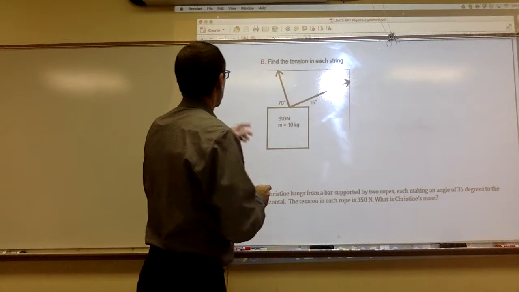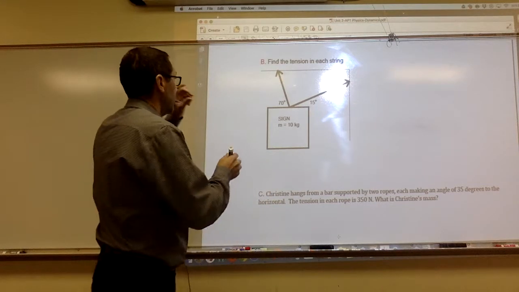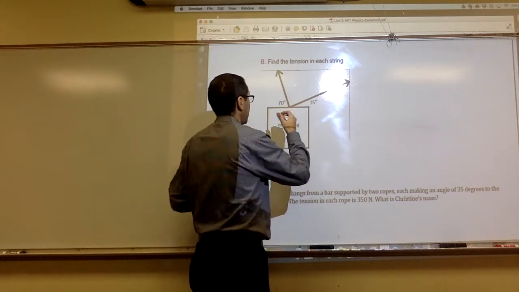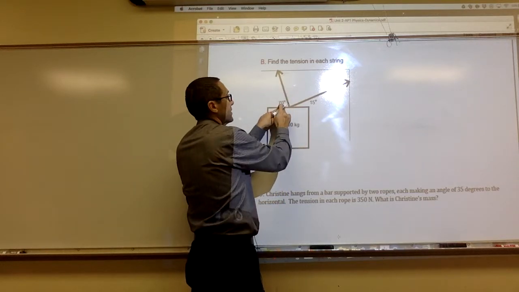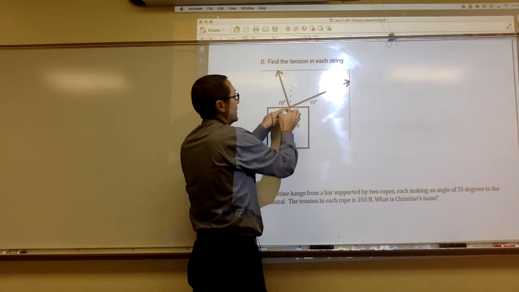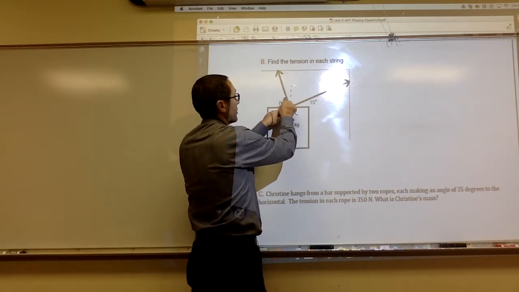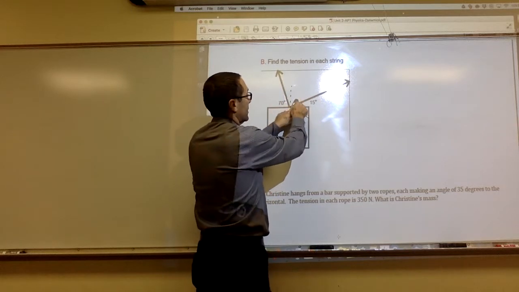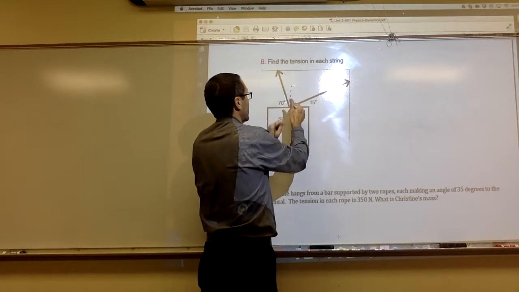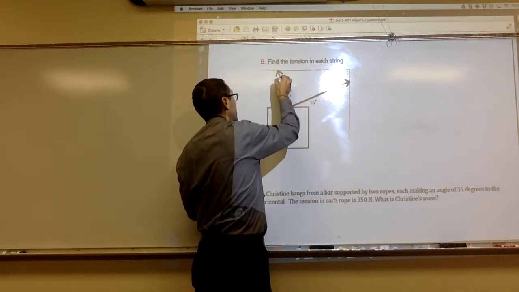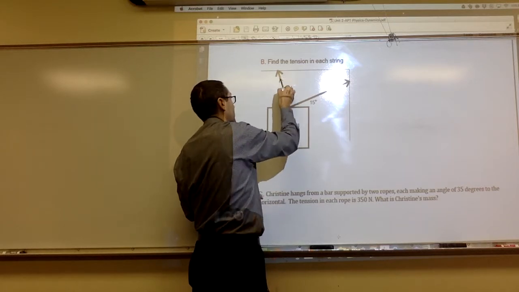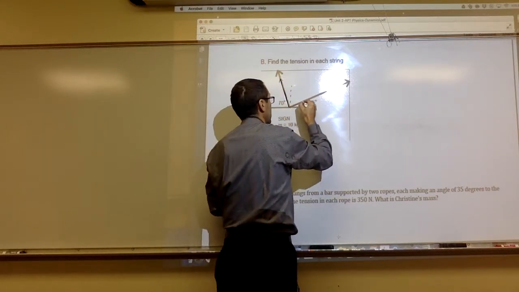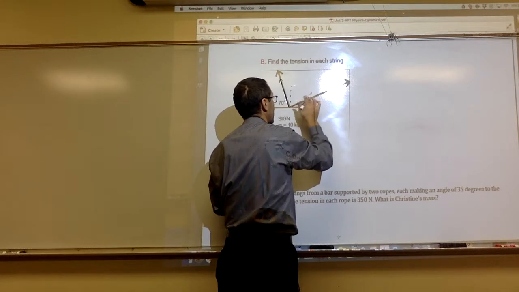All right, so let's look at B on this page. Now, the angles are different. So the tension on the left has to be bigger because the angle that this string makes with the vertical is 20 degrees. This one is a 75-degree angle. So this tension here is bigger. And you see how the length of the string has nothing to do with it. And this tension here is smaller.